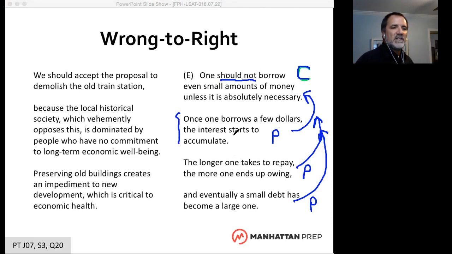But does that mean I shouldn't even borrow small amounts of money? I mean, how much interest? How much interest are we talking about? Are we talking about borrowing $100 and I get 10 cents in interest or 2 cents in interest?